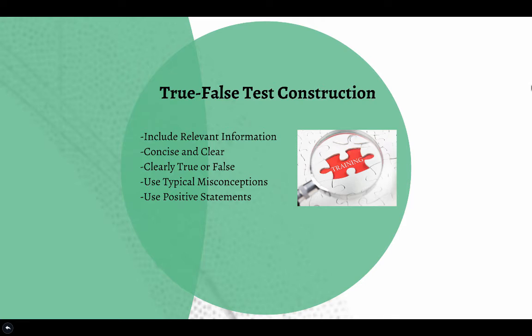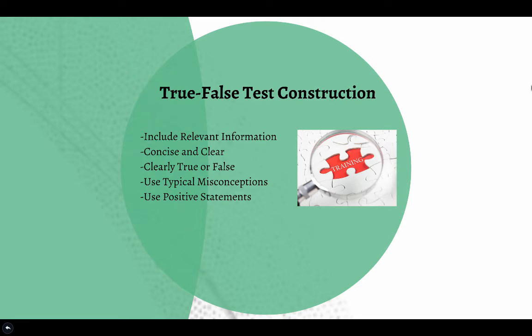First, include all relevant information and conditions required for the student to correctly answer the item in the descriptive statement. Make the statement concise and clear. Make sure the proposition that makes the statement true or false is evident. Make sure the statement is clearly true or false. When possible, make a false statement consistent with a typical misconception.